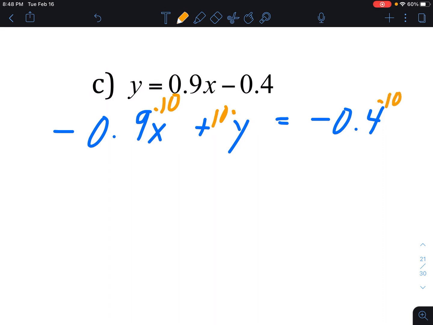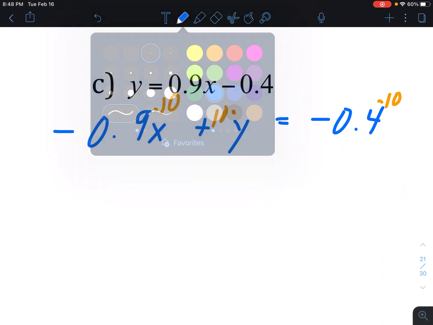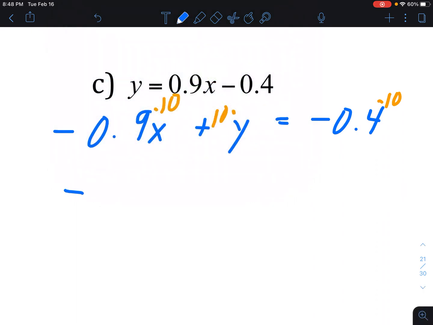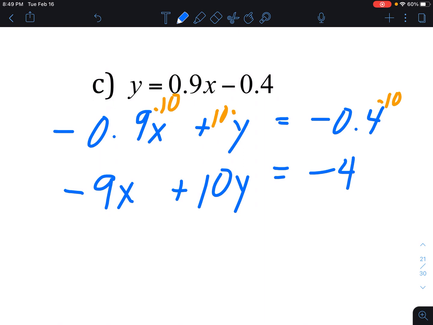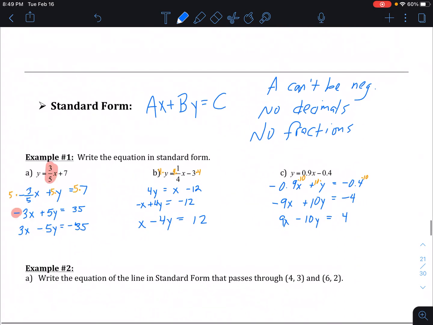Okay, so on the left, that would be a negative. 0.9 times 10 is 9. So negative 9x plus 10 times y equals negative 0.4 times 10 is negative 4. Is it in standard form now? Very close, but not quite. The a is negative, so let's just change the signs of everything. Okay.